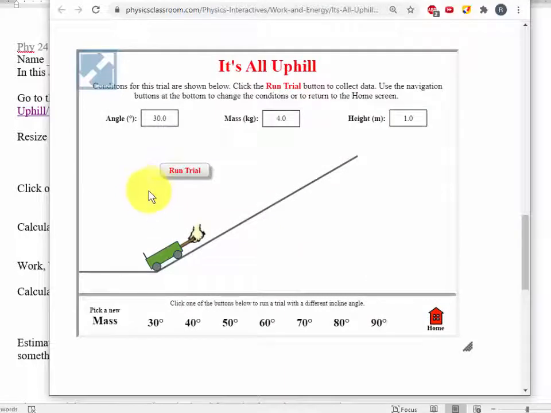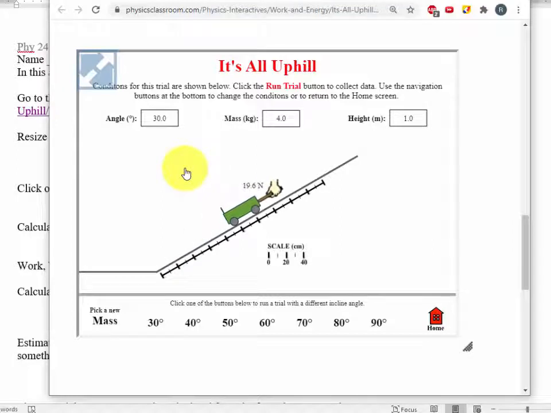For all of these guys, what you should see is the work that's been done is equal to the gravitational potential energy that this thing has gained. So what you're going to do is you're going to run the trial right here, and you're going to figure out how much work that's been done. Remember that the work that's been done is the force multiplied by the distance.